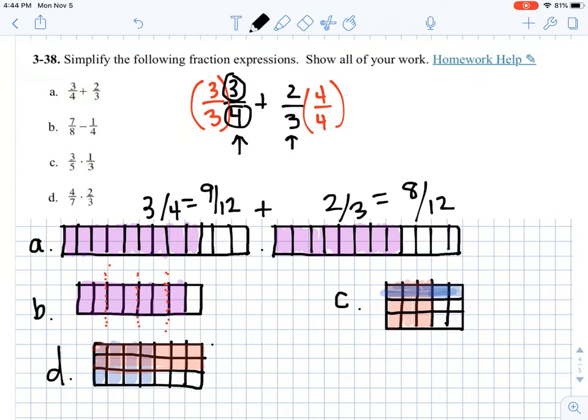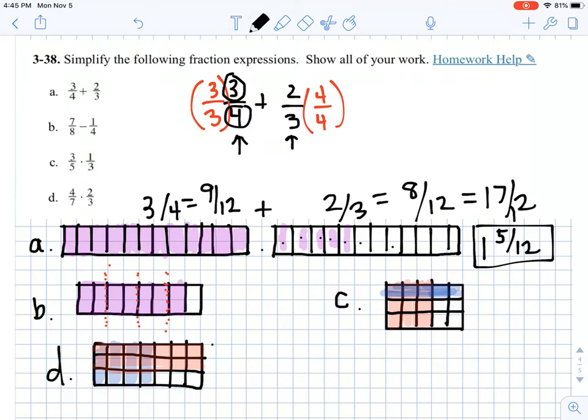And if I count all my 12ths, I have 9, 10, 11, 12, 13, 14, 15, 16, 17. And if I take these 3 from over here, so if I erase, oops, sorry. So I had 1, 2, 3, 4, 5, 6, 7, 8. So if I take away the 3 and put them over here, you can see I have 1 whole and 5/12. So I can rewrite this as 1 whole and 5/12.